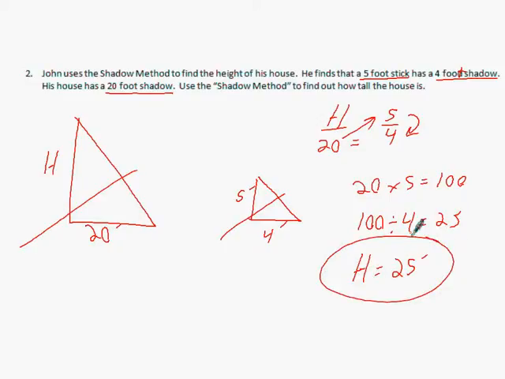Does it make sense? Well, the stick is taller than its shadow. The house is taller than its shadow, 25 and 20. That checks out. Let's go ahead and go back to the worksheet, make sure we answered it entirely.